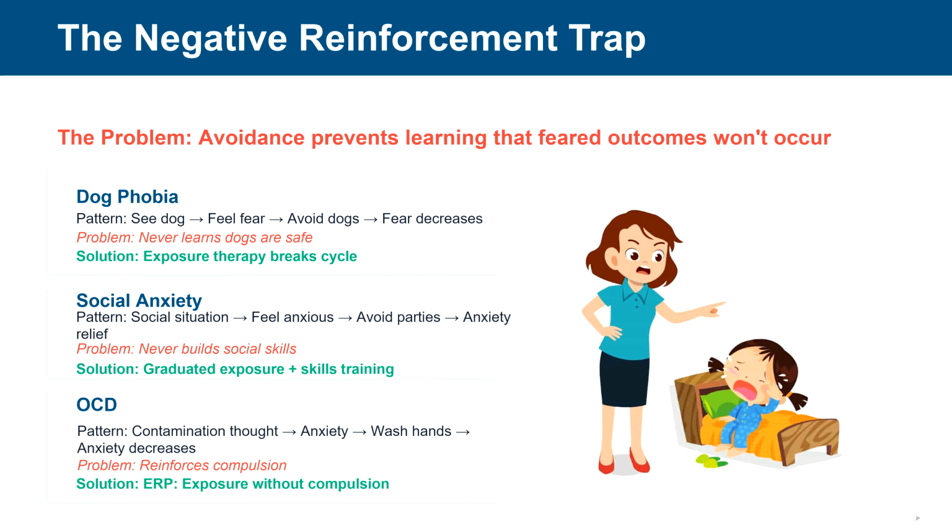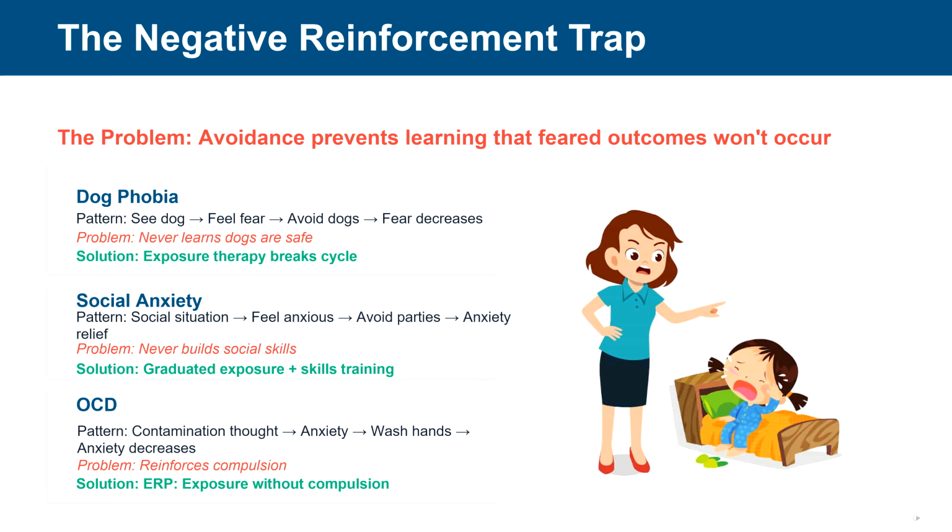But here's the critical problem with negative reinforcement, especially avoidance. It can trap people in maladaptive patterns. This is central to understanding anxiety disorders. Consider someone with a dog phobia. Every time they see a dog, they feel intense fear. If they avoid dogs, the fear immediately decreases. That is negative reinforcement. The avoidance behavior is strengthened because it successfully removes the unpleasant feeling.